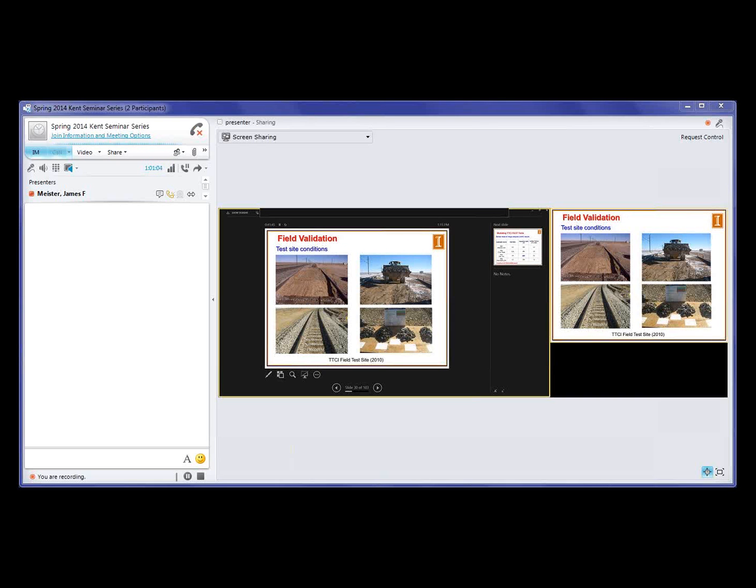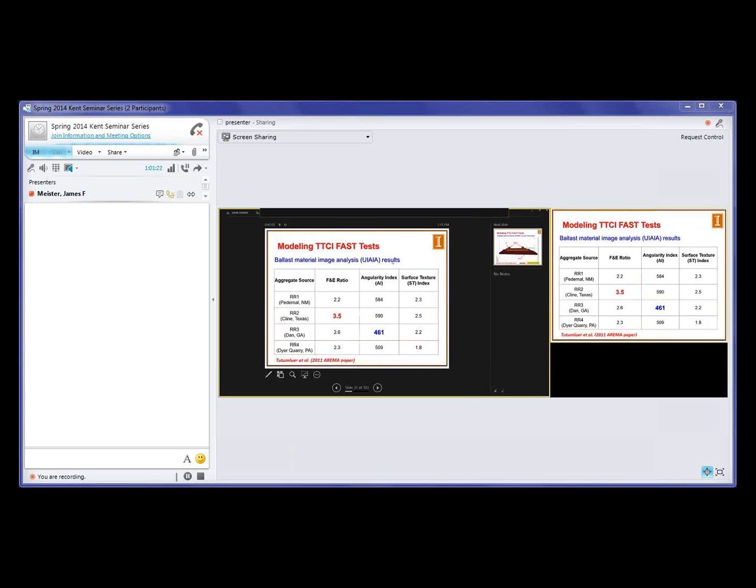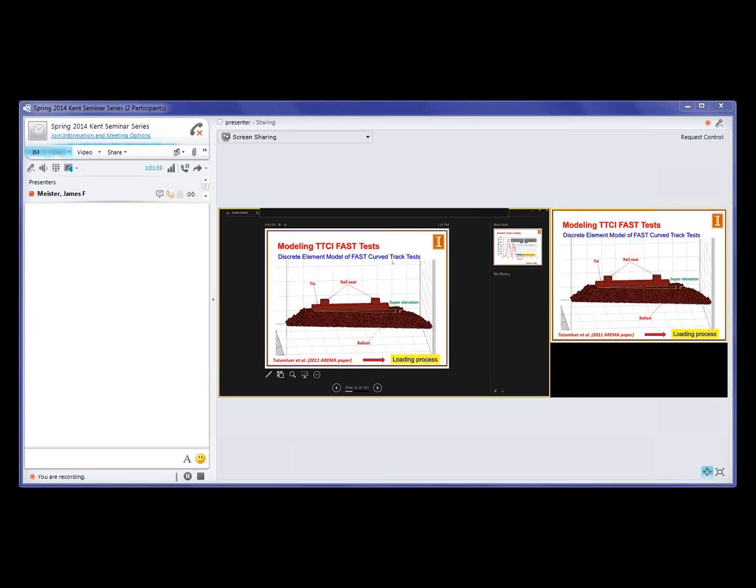As a previous study, in 2010 we did a field validation. This was at the FAST test facilities at TTCI in Pueblo, Colorado. Four different railway companies donated certain amounts of ballast material, with which we constructed a full-scale track. We also took some materials to our lab to use image analysis to quantify the shape properties of different ballast materials. Using this information, we can build our DEM simulation model, which is a full-scale model containing about 13,000 particles.